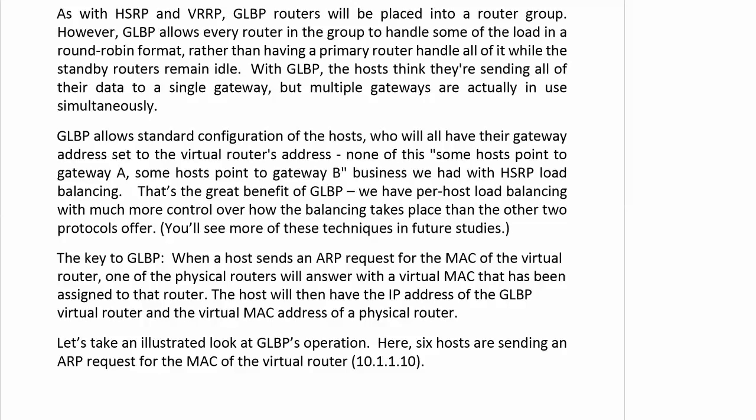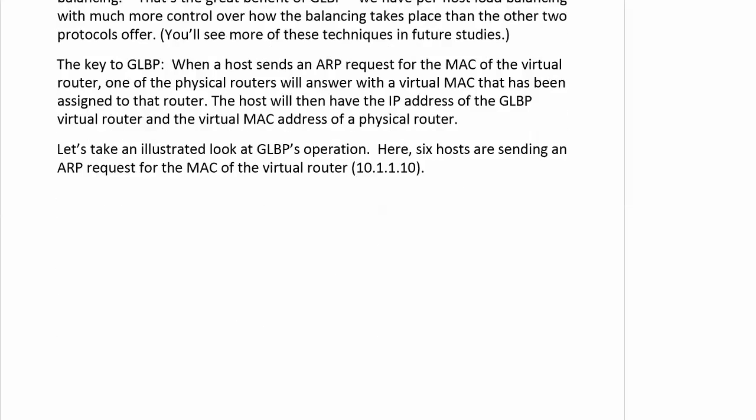Now, the key here, or the operation, is when a host sends an ARP request for the MAC of the virtual router, one of the physical routers is going to answer that with a virtual MAC that has been assigned to that router, or maybe another router. And you'll see what's going on here in just a moment with an illustration. At that point, the host has the IP address it needs, the destination IP address, which will be that of the GLBP virtual router, and it will also have a MAC address, which will be a virtual MAC address of a physical router. Now let's take an illustrated look at this operation, and you'll see exactly what's going on here.